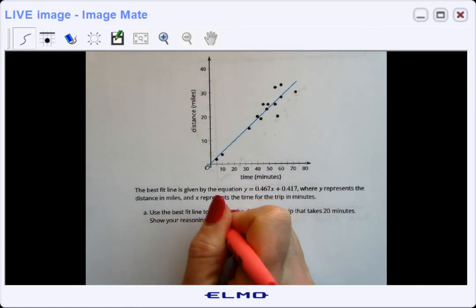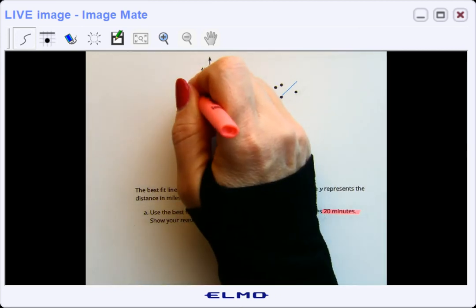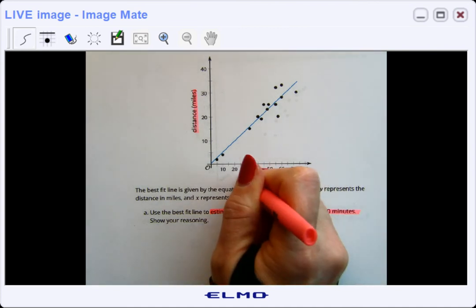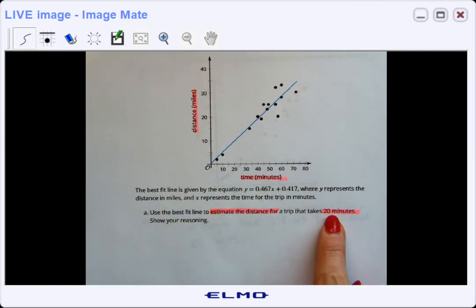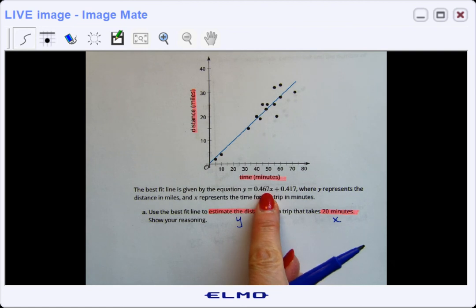So we're going to estimate the distance for a trip that takes 20 minutes, okay? So again, looking at the graph, we can say distance is the y value and time is the x value. So that tells me that we know 20 minutes is the x and we're solving for the y and we have this equation to use.